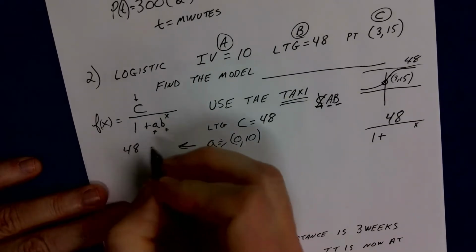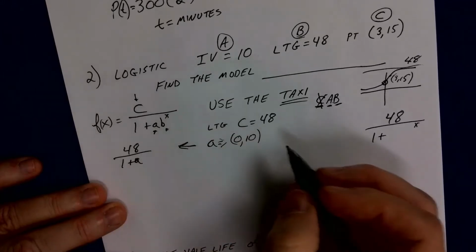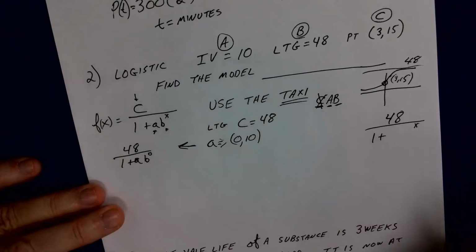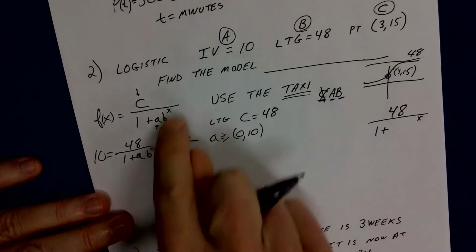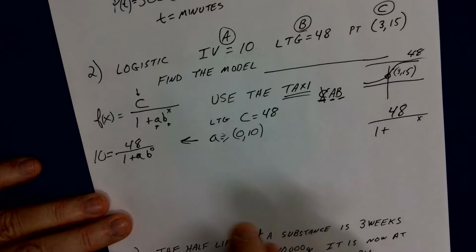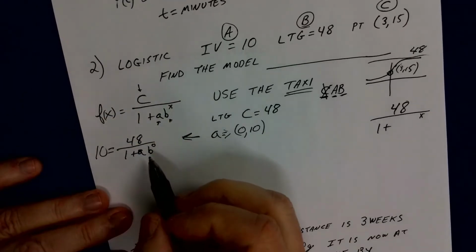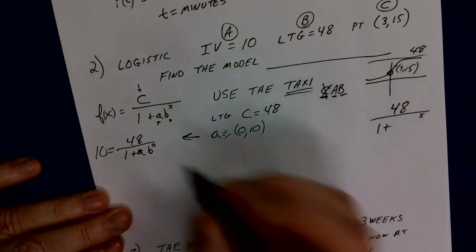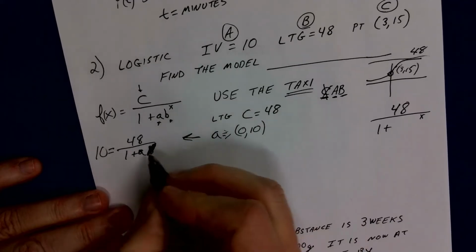So I now know that 48 is equal to 1 plus a times b to the 0 power. Yes? And that has to equal 10. Plug in 0 in for the x and 10 in for the value of the function f of x. Not into the x in replace of f of x. So now I got this. Well, what is anything to the 0 power? Well, most of you know that that's 1, right? So I can just cross that off. That being 1 times a is just a.